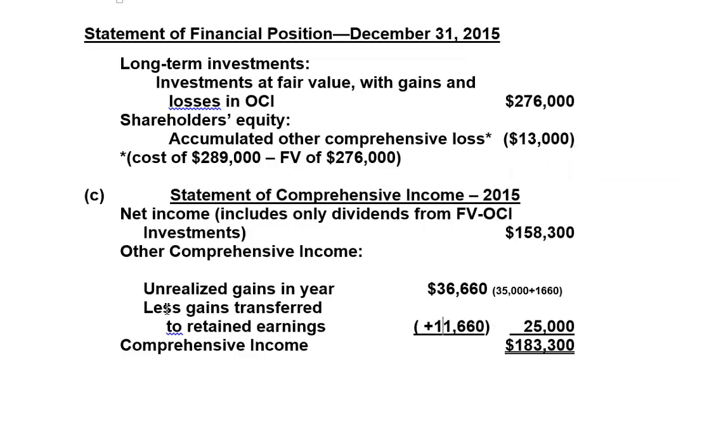So I'm going to deduct the gain, which is positive, right? So bracket, again, which is plus or credit, 11,660. So that's going to give me 25,000. So that gives me comprehensive income of 183,300.